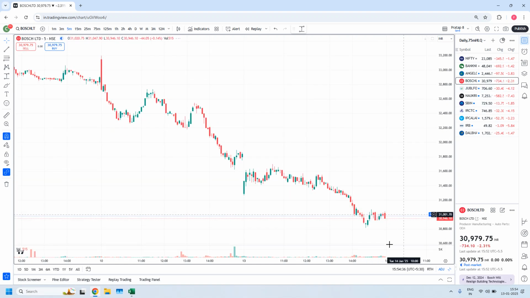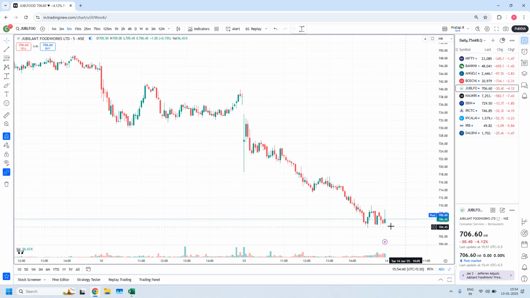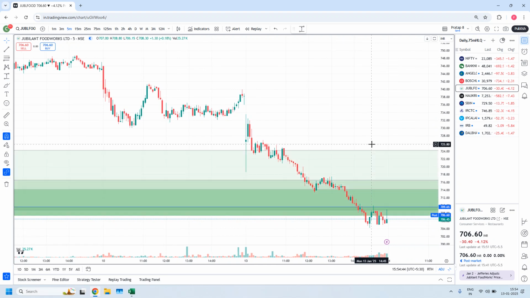In the remaining stocks, a little movement, small movement, in Bosch and even in Jubilant Foods. What could be the reason? The reason is today's supply is very, very strong.